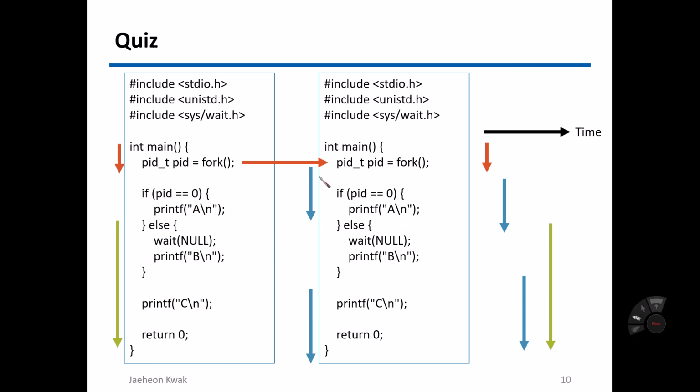And even if a timer interrupt occurred, so let's say after printing A, the context switch occurred, so we go back to the parent process, and even if there is a timer interrupt and context switching, eventually the parent process will encounter this wait function. So the result will also be AC and BC.